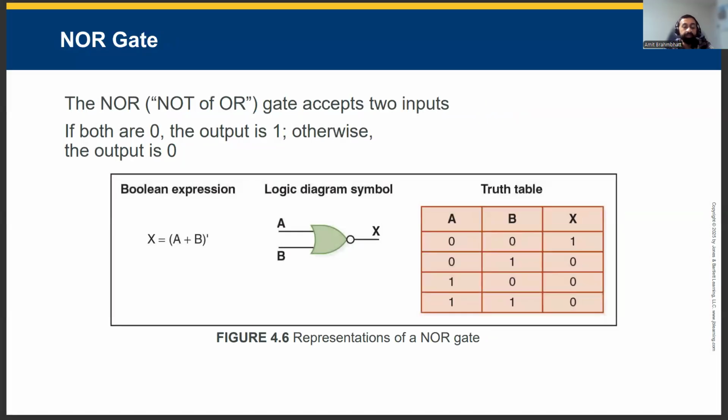NOR gate. NOR, not of OR, outputs 1 only when all its inputs are 0. Any 1 on the inputs forces the output to 0. The symbol is an OR gate with a bubble at the output. Like NAND, NOR is universal, and it appears frequently in control logic and in classical latch designs where the output is fed back to stabilize a stored value.